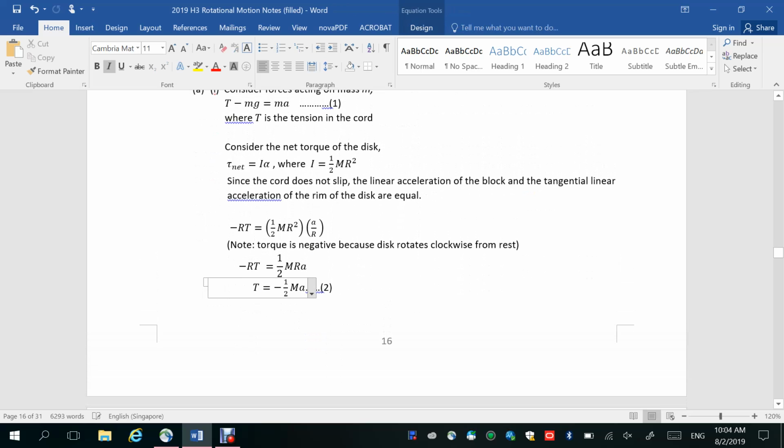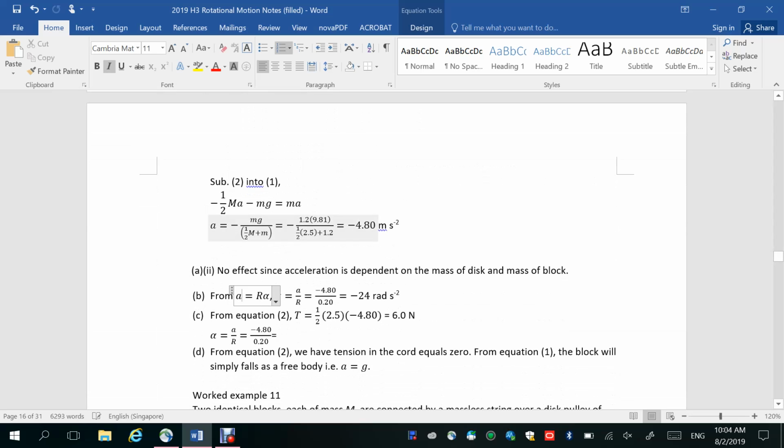And then for the second one, the torque, because I ignore the direction, I will just have RT, the magnitude, equal to I alpha. So I end up with magnitude, again without the negative sign. Solving equations 1 and 2, I will end up with a positive value for A. And then you can just say the acceleration is pointing downwards, or in a clockwise direction with respect to the disk rotation.